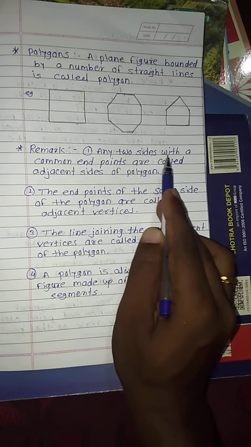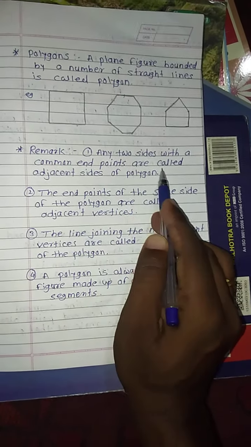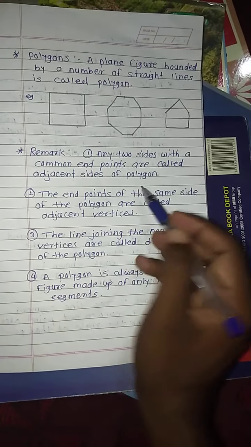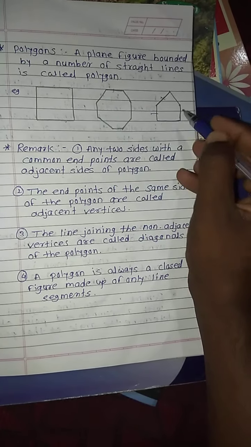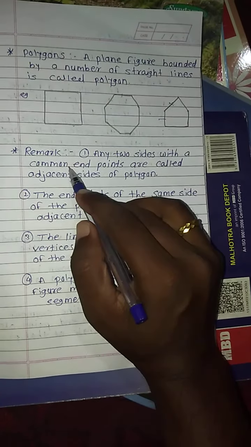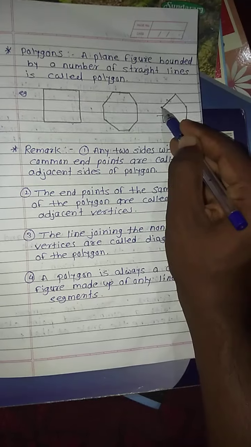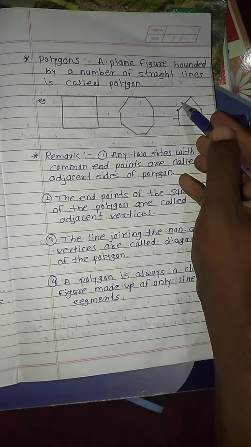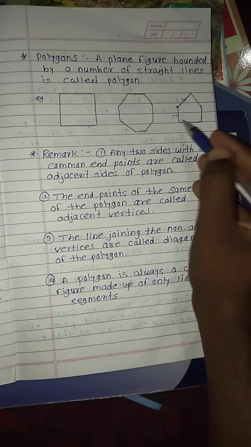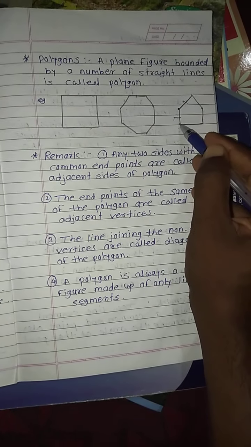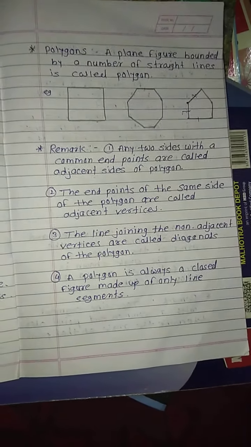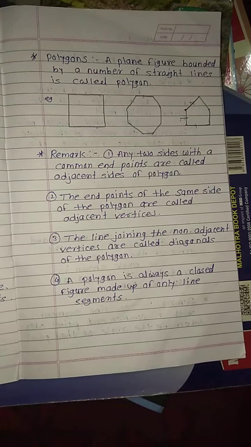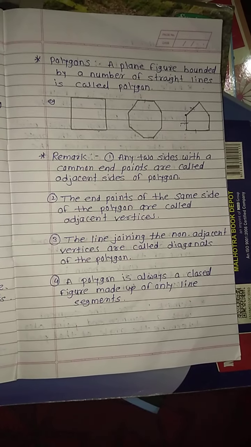Any two sides with a common endpoint are called adjacent sides of a polygon. Observe here, any two sides, this side and this side. Here is a common endpoint, so they are called adjacent. This side and this side are adjacent to each other. Again you can observe this side and this side, here the common point is this. You can say that this and this are adjacent. Adjacent means near to each other.